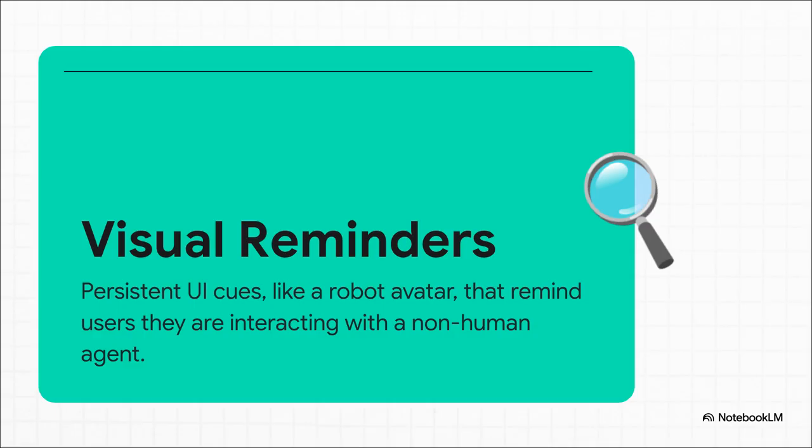Okay, number 4, visual reminders. Look, we all have terms and conditions blindness, right? We just scroll and click agree. So just telling someone once at the beginning, by the way, this is an AI, that's not enough. Good design uses little, persistent cues, like a small robot icon in the corner, that are always there. It's a constant, gentle reminder that you're talking to a machine, so nobody feels like they were duped.